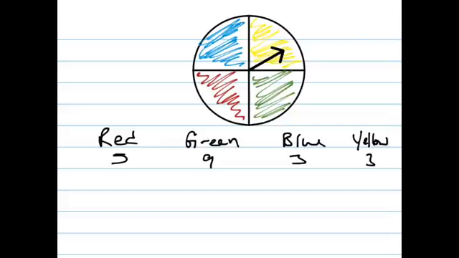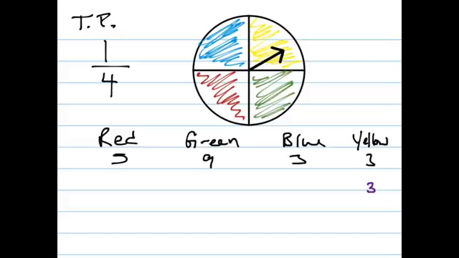Does that make sense? If half that circle was blue, then it would be a higher probability that we get blue than the other colors. But since they're all the same area, all of them have a probability of 1 out of 4. That's the theoretical probability for all the colors. Make sense? Now, if we spun 20 times, what was the experimental probability of getting a yellow?